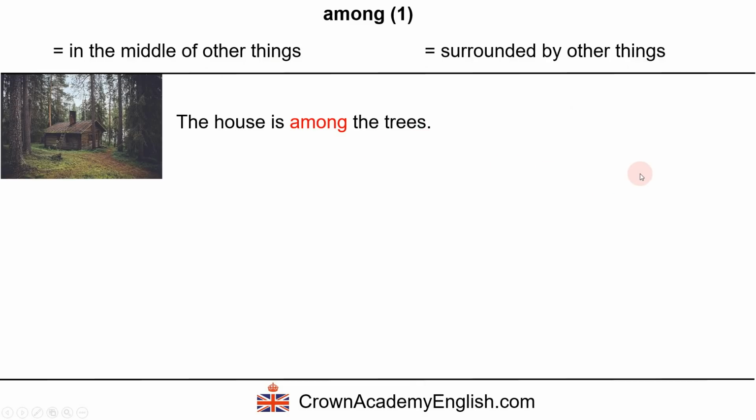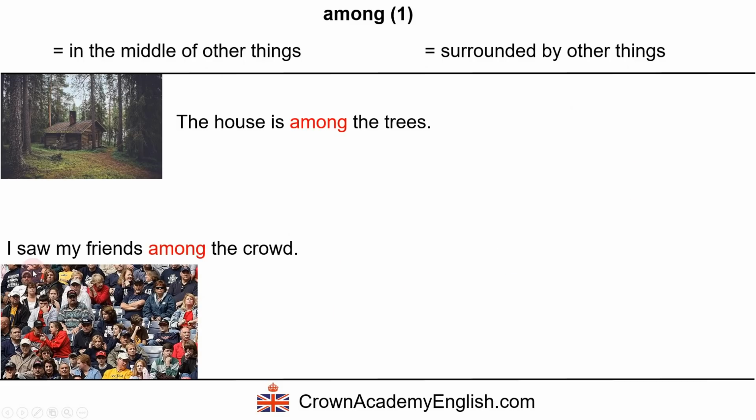Let's look at 2 more examples. I saw my friends among the crowd. A crowd is a collective group of people, and within the crowd, I saw my friends. So we say my friends are among the crowd. Somewhere in this photograph there are my friends. That's what this means.